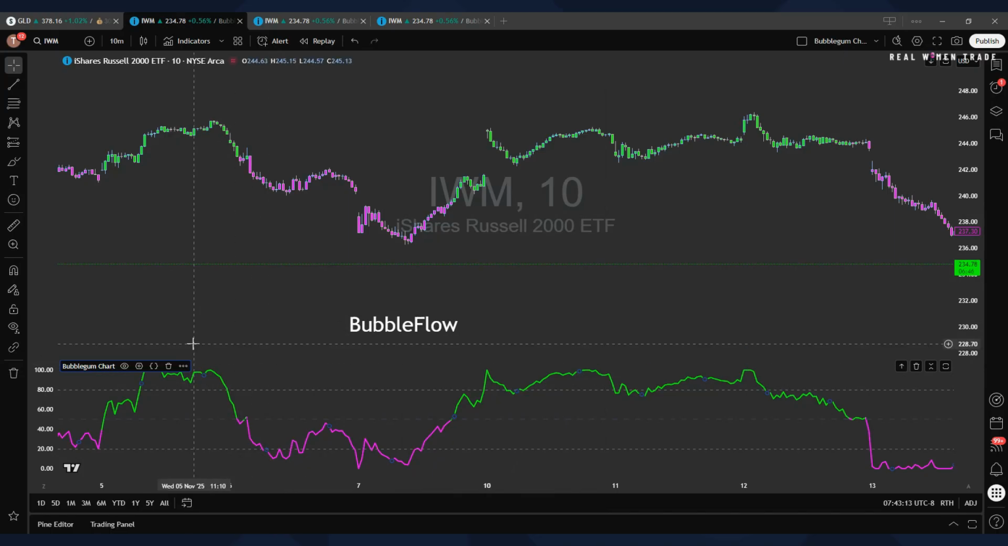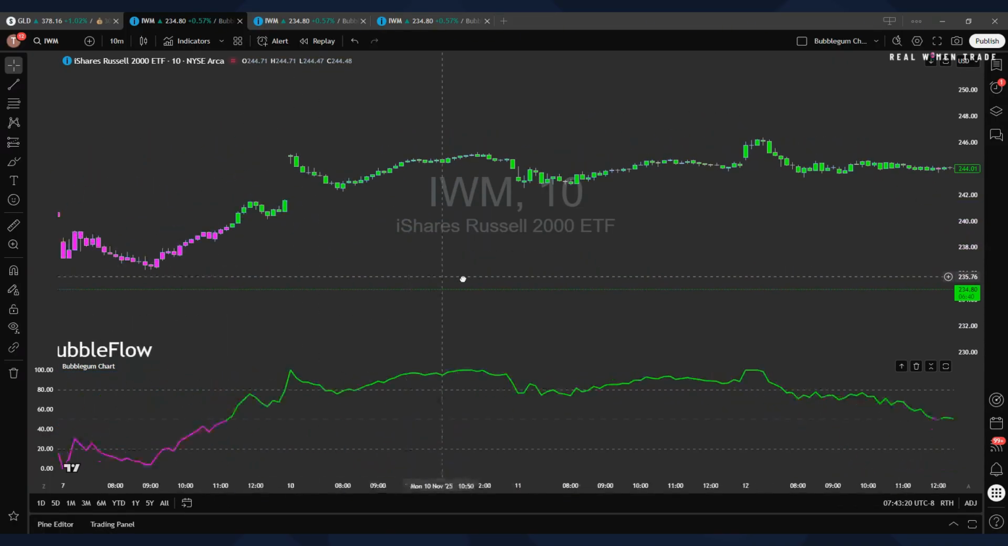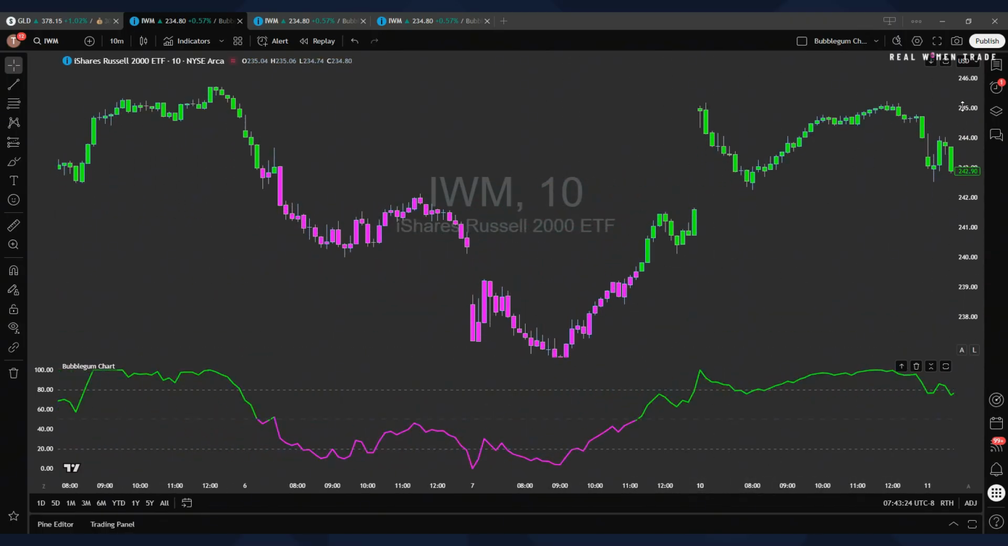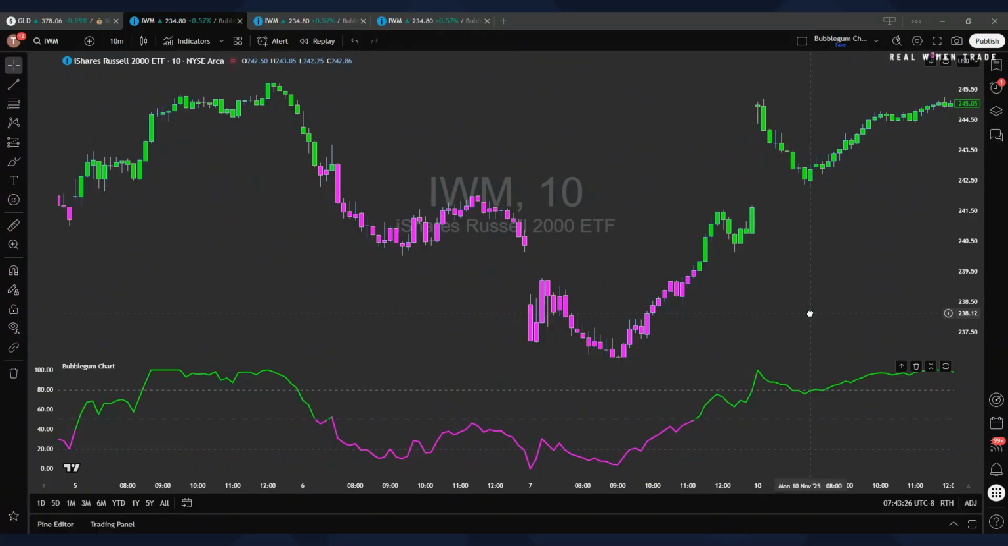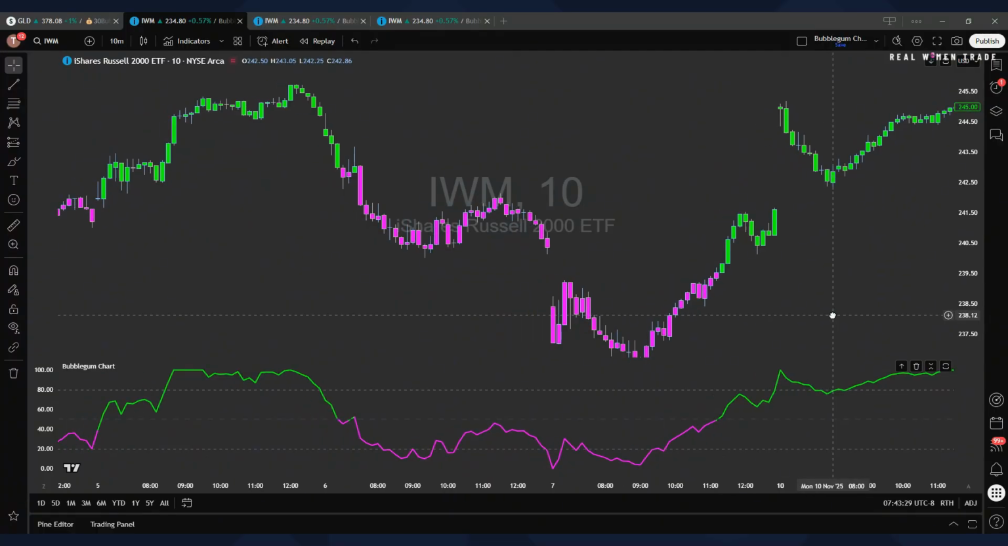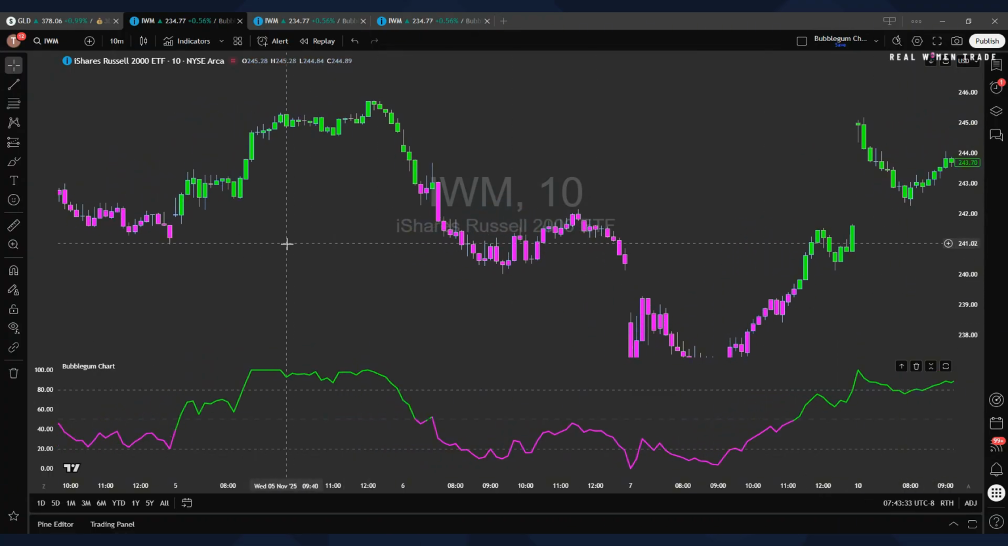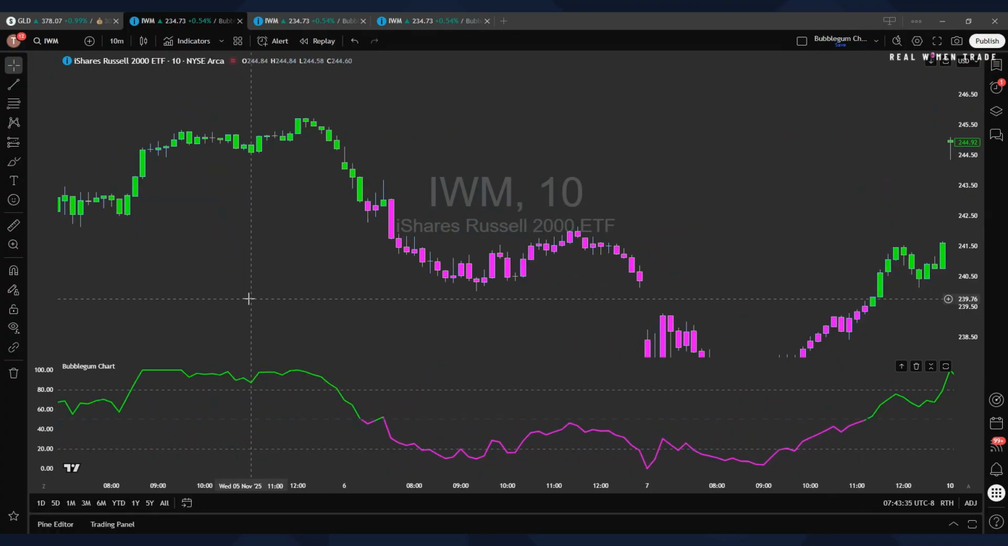So you can see that the color of the BubbleFlow matches the color of the candle, which is what I'm saying makes it so easy. A 5 or 6-year-old can identify when to get in and when to get out. So let's just start over here.